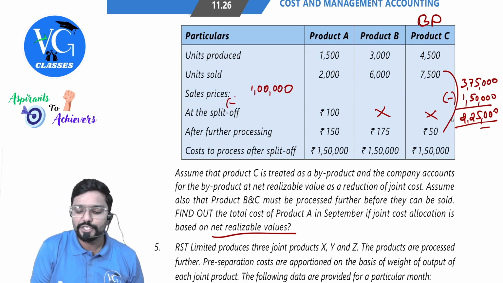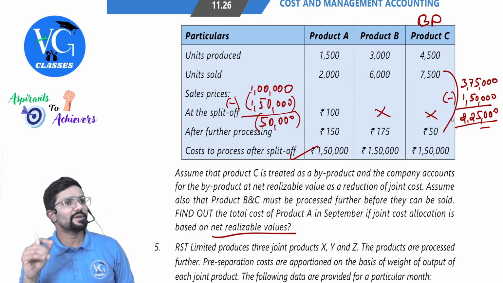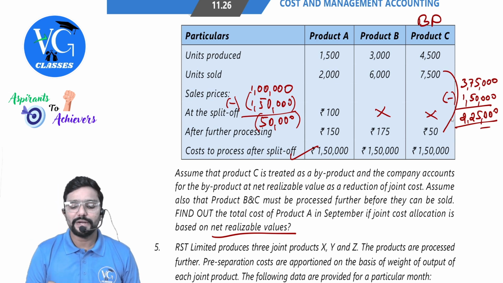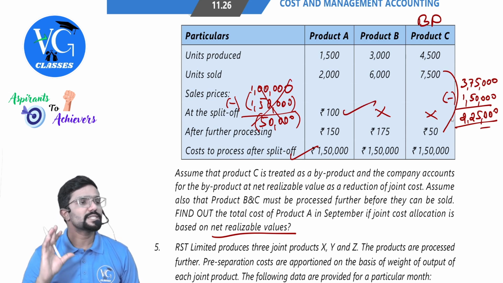But for that, what is the additional cost? 1,50,000. So if by chance they ask my suggestion, what will I tell? No, don't go for it because it will further reduce your income by 50,000. So it is better to sell at what? Split off point. It is better to sell it at split off point.